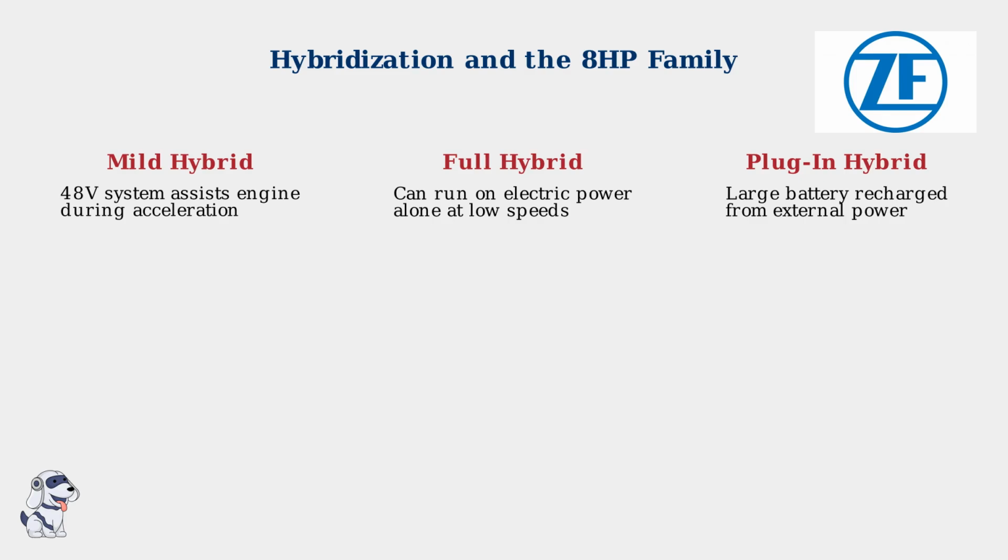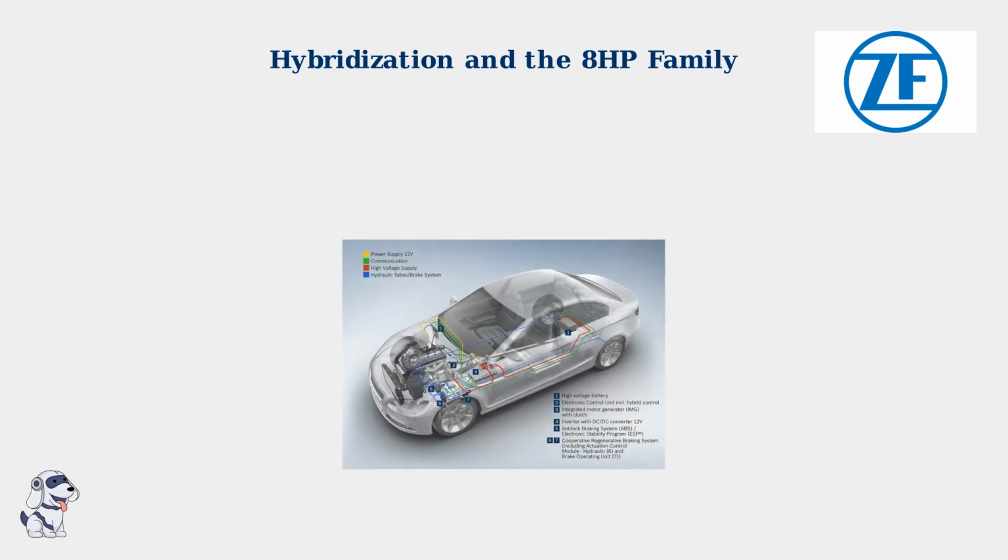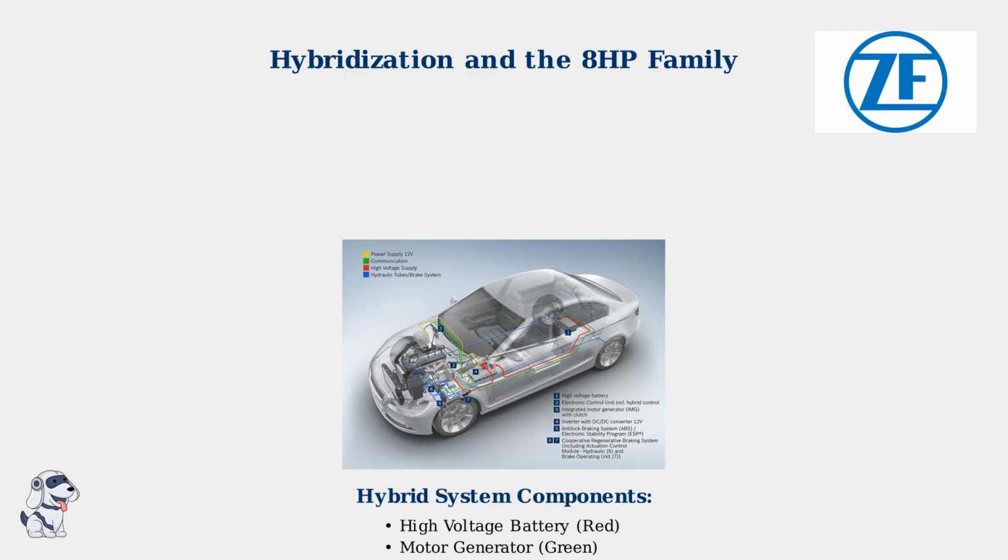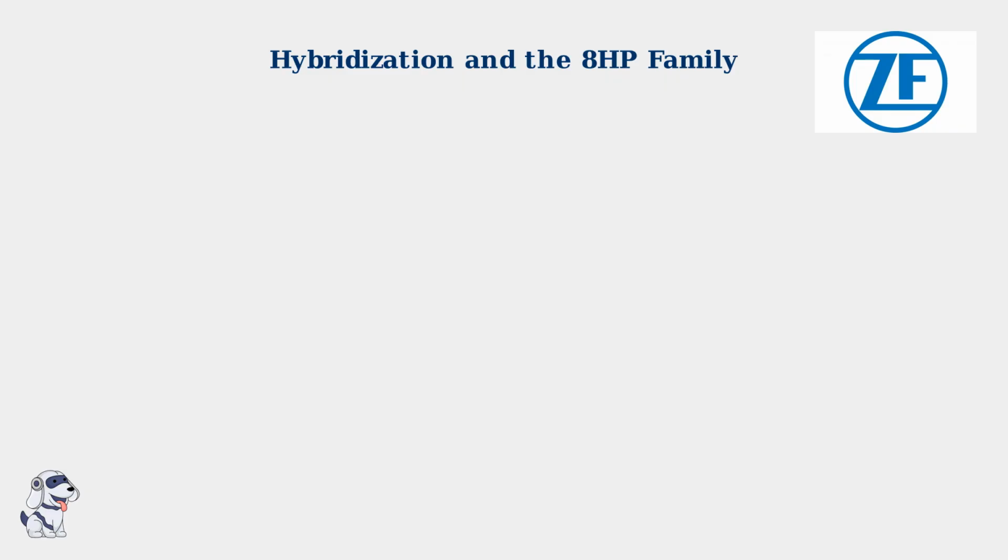for daily commuting. Modern hybrid vehicles integrate multiple electrical systems that work seamlessly with the 8HP transmission. The high-voltage battery, motor generator, and electronic control units all communicate with the transmission control module. This hybrid compatibility provides several key advantages for Ram truck owners and the automotive industry as a whole.